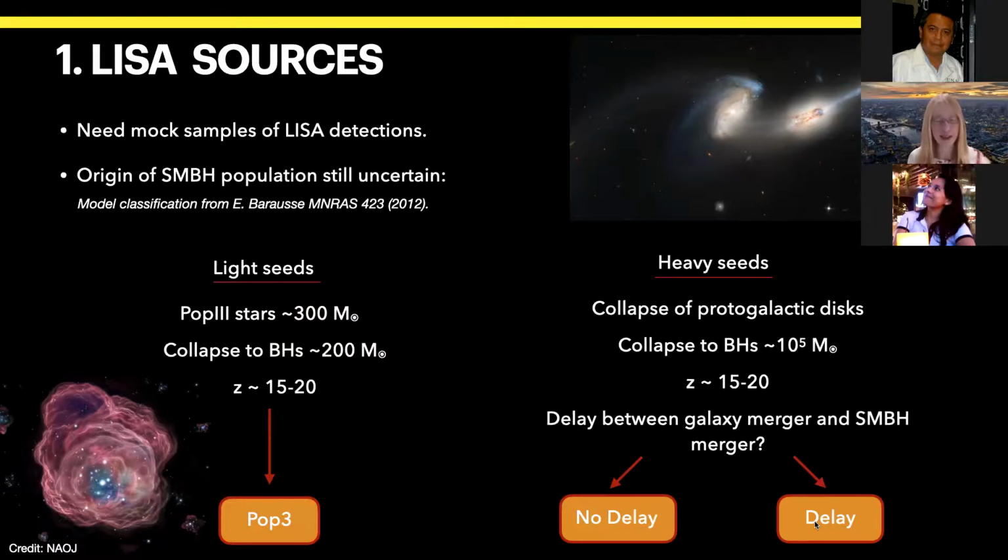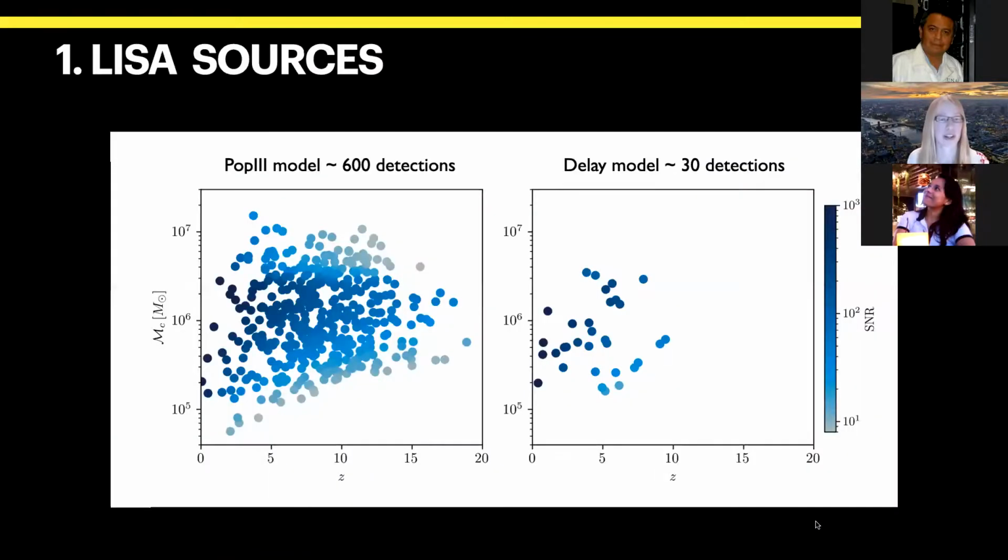The reason this matters is because this has potentially a huge effect on the number of events LISA will see that we can use. So just to show you this, this is some of the catalogs that I spent a long time producing. On the left, you've got that POP3 model, the light seeds, and I'm showing you detections that LISA would make over a 4-year mission lifetime, shown in mass and redshift, and color-coded by the signal to noise of the detection.